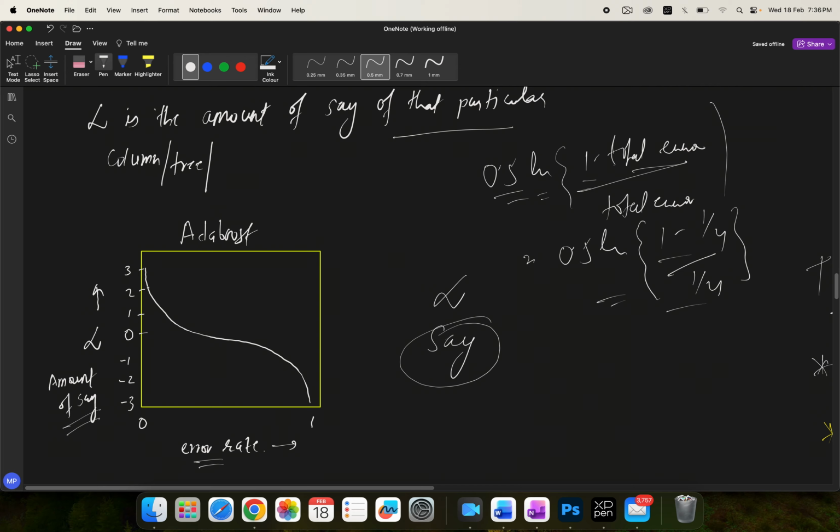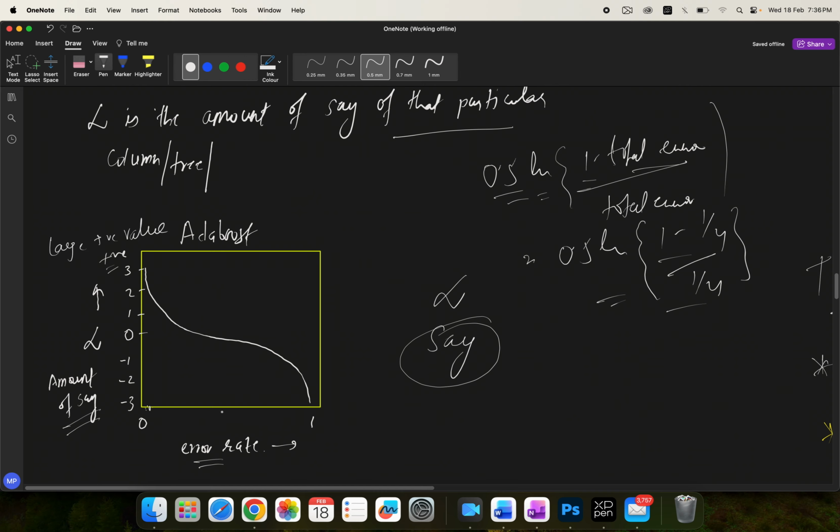Where is less error? This is the less error. Okay, this is the error rate. So we have less error. So when you have less error, you have more amount of say, right? You can see here it is approaching 3, like it is positive, right? So you can see in the plot above, alpha is a large positive value.